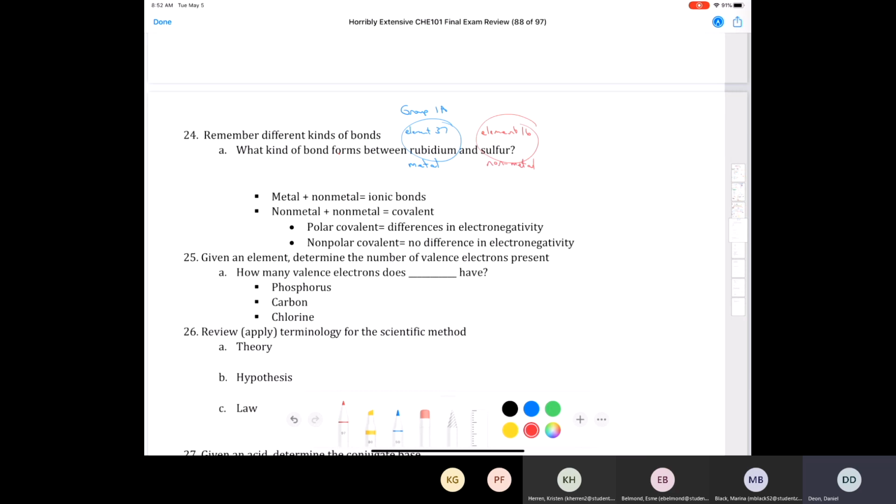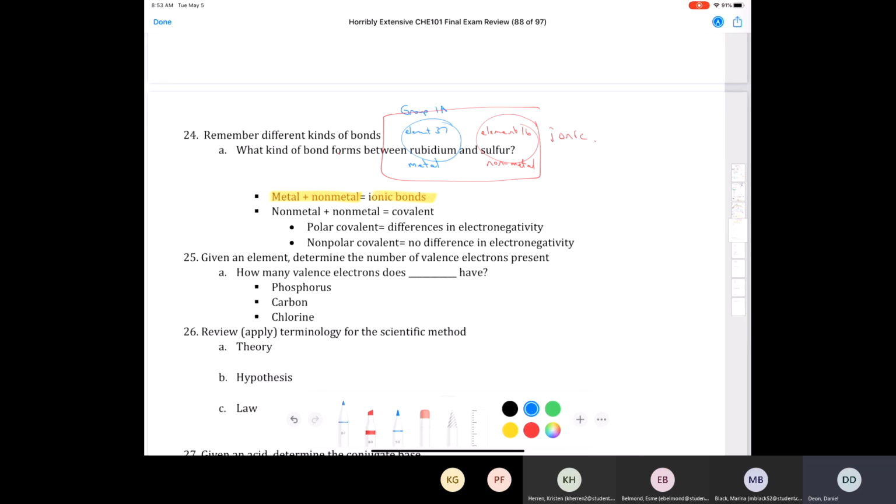So if I'm forming a compound between a metal and a non-metal, what kind of compound am I forming? I'm forming an ionic compound. So this compound would be, just circle the whole thing here, an ionic compound. If I have a non-metal and a non-metal, I would get a covalent compound.